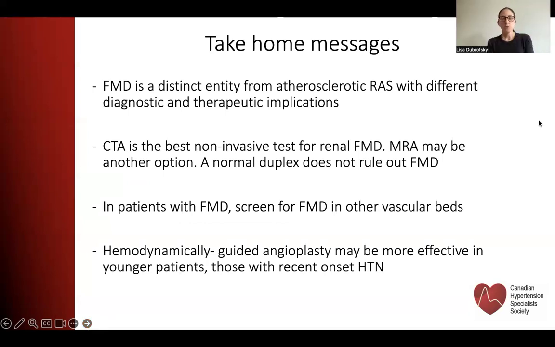For my take-home messages, I just want to highlight that FMD is a distinct entity from atherosclerotic renal artery stenosis, with different diagnostic and therapeutic implications. CTA is the best non-invasive test for renal FMD. MRA is another option and can be considered. And duplex ultrasound can be done, but keeping in mind that a normal duplex does not rule out renal FMD.